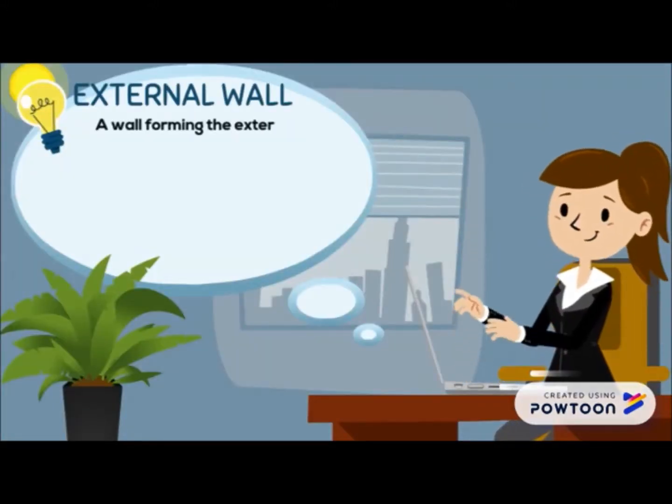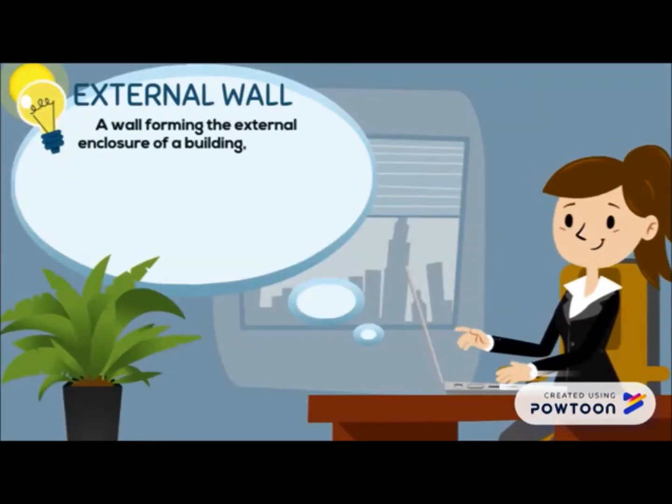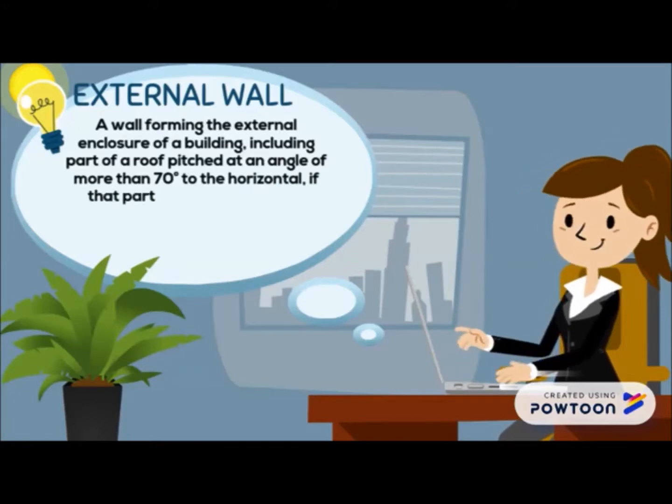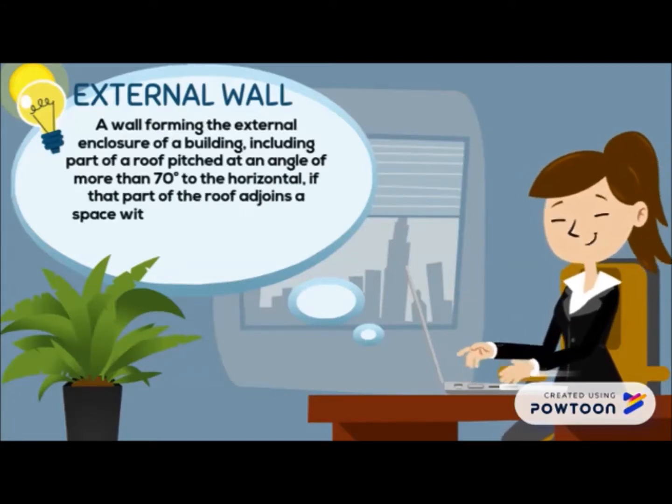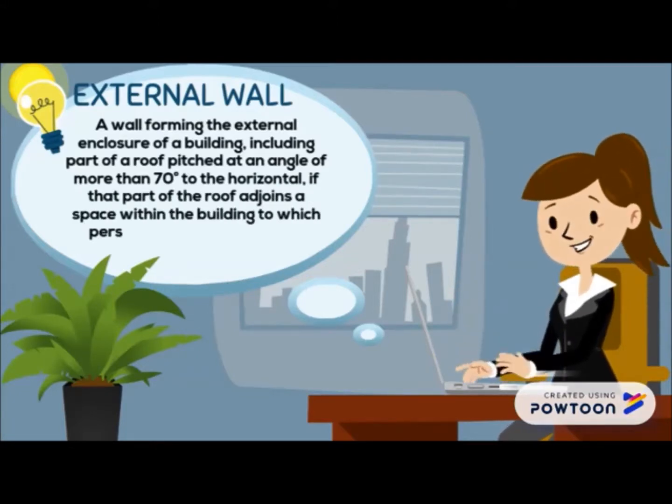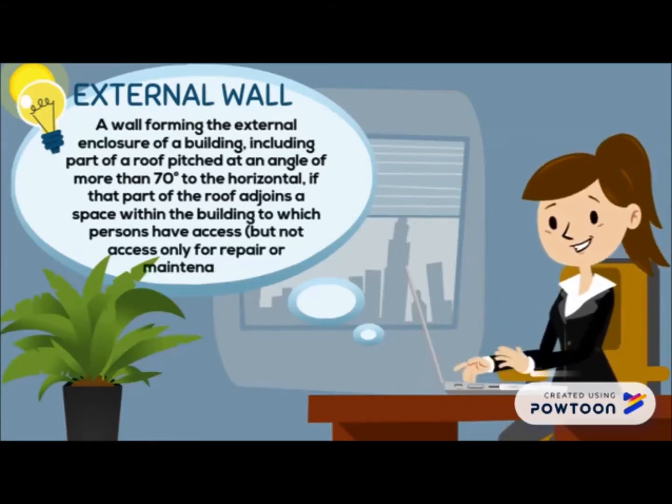External wall is a wall forming the external enclosure of a building, including part of a roof pitch at an angle of more than 70 degrees to the horizontal if that part of the roof adjoins a space within the building to which persons have access but not access only for repair or maintenance.